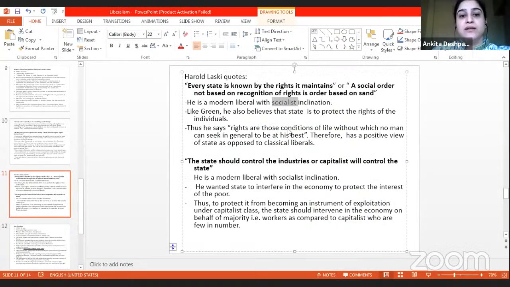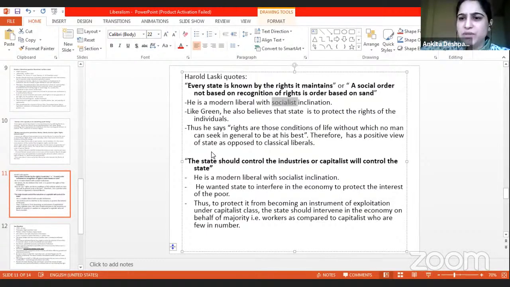I only want you to remember this quote: rights are those conditions of life without which no man can seek in general to be his best. This is a very famous quote given by Laski. It means rights are very important, and that is how he reflects on a positive view of a state. He gives an example of the Soviet Union.